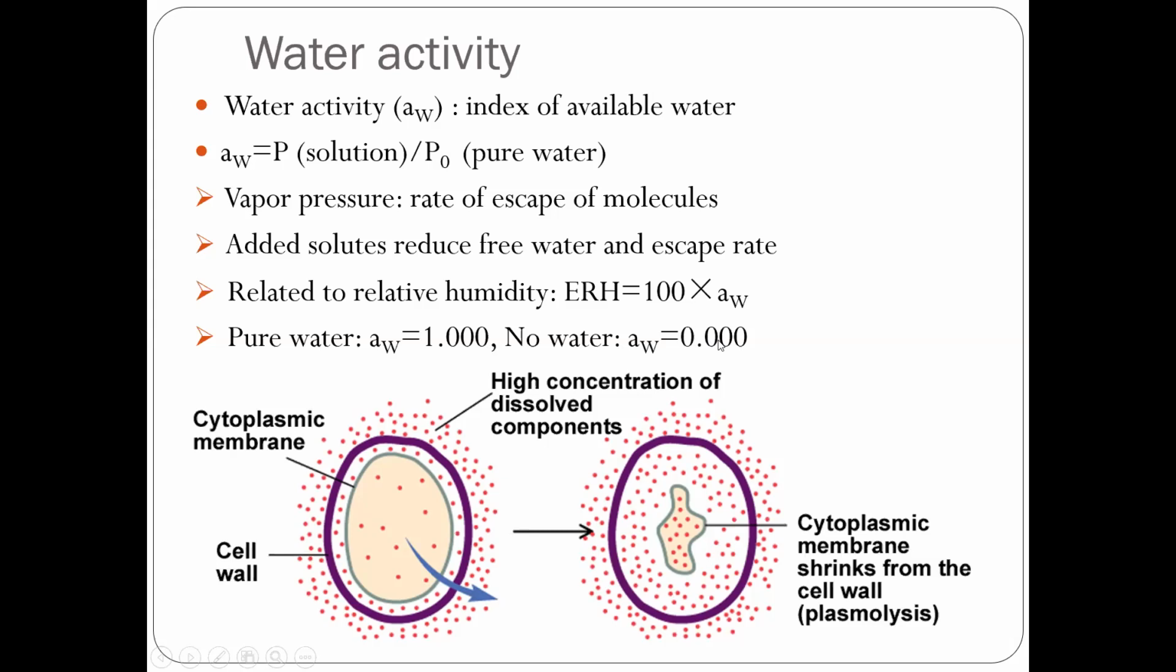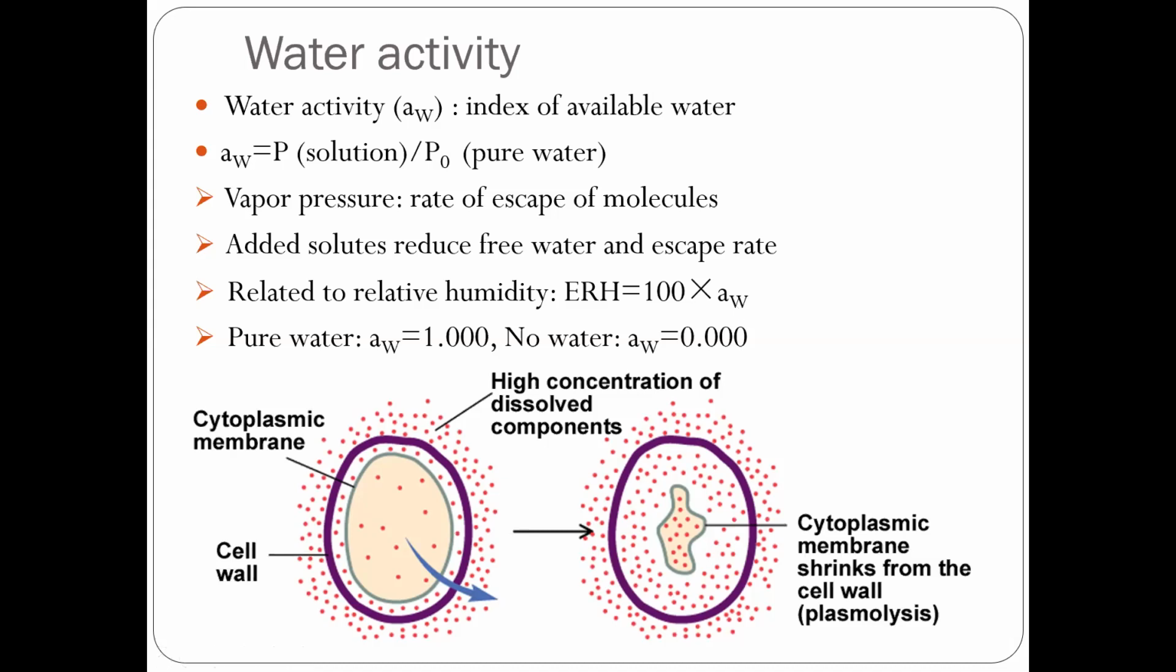When you add sugar or salt ingredients into the water, the water activity will decrease, because when salts or sugars are added into the solution, the free water will be reduced and the escape rate will decrease. Okay, so be careful about that. Now, the relative humidity is calculated by 100 multiplied by the water activity.